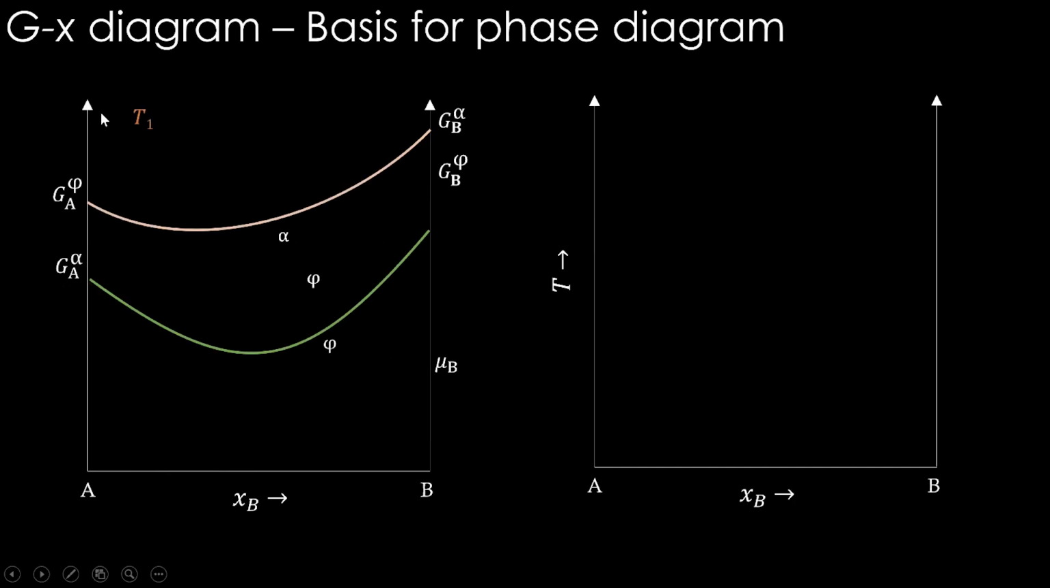Okay, so if you go to temperature T1, we know what is stable. From left to right, it is only the phi phase that is stable. So if we take temperature T1 and label phi throughout the entire composition range, phi phase is stable, right?